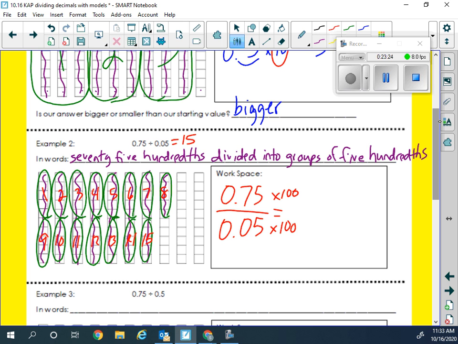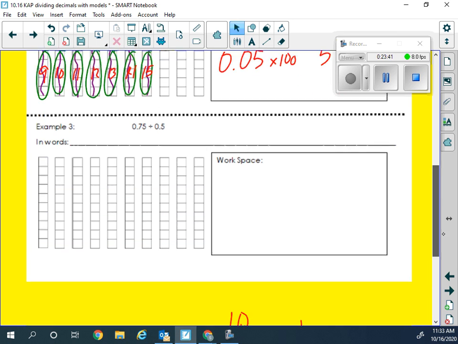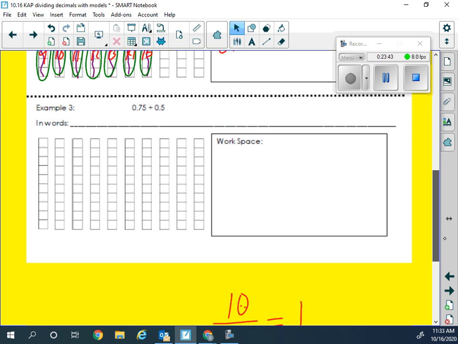So now, this one would be equivalent to what? 75, and then this would be equivalent to what? And so then what's 75 divided by 5? 15. Very good. All right, guys, I would like for you to try the next one on your own. Yes, it is a little challenging, it's a little bit different. Try it on your own, if you're at home, pause the video, and then turn it back on.